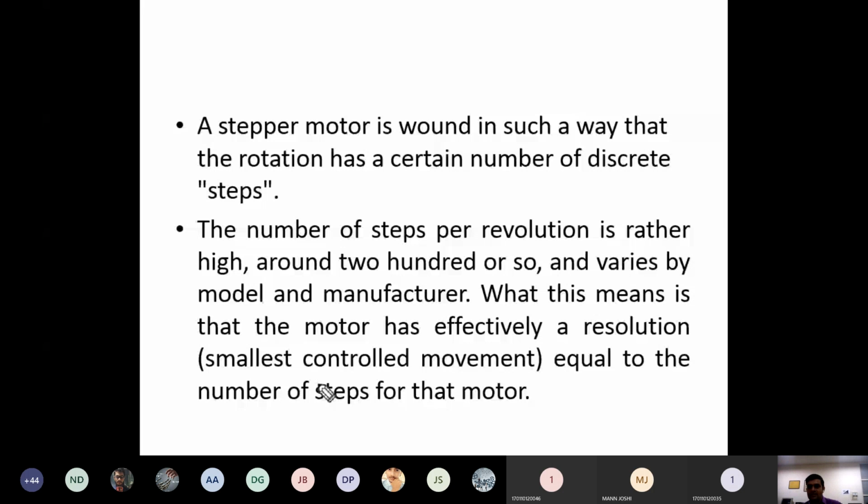So 200 steps means the angle is 1.8 degrees. If we define 500 steps, then the angle is below 1 degree and we are getting more accuracy. So I hope we are clear about that. The step is very important, because a stepper motor works with the step.